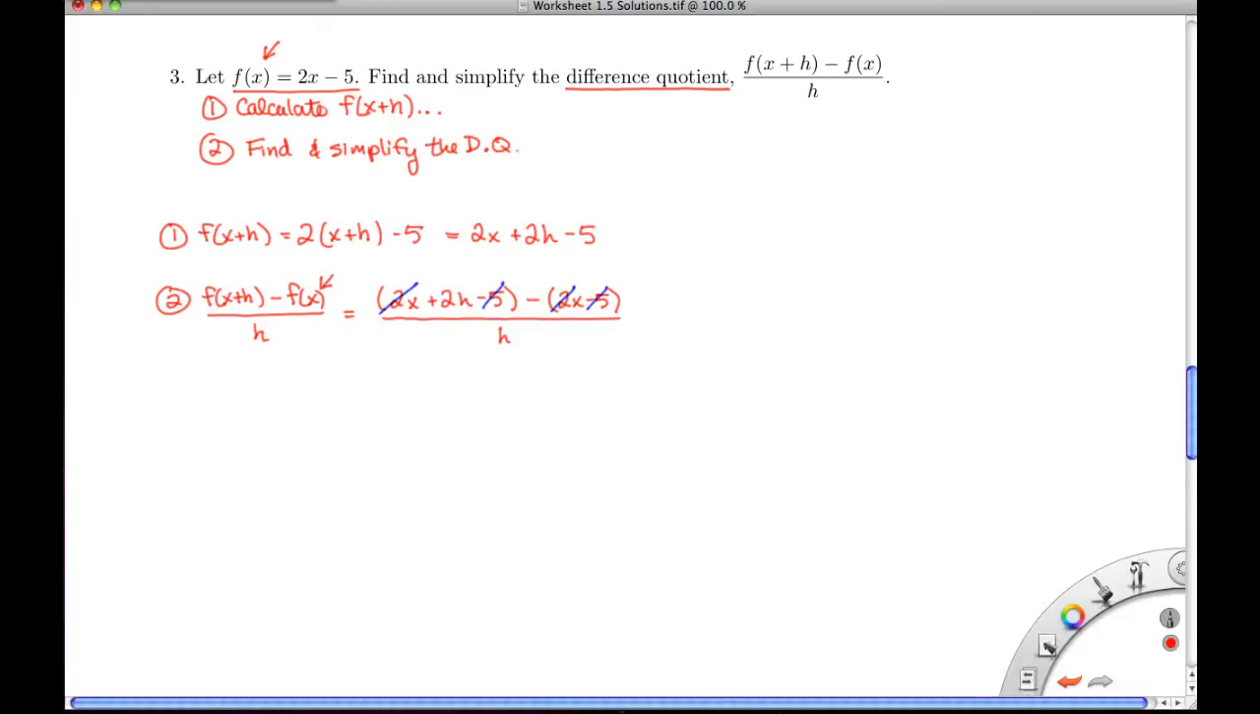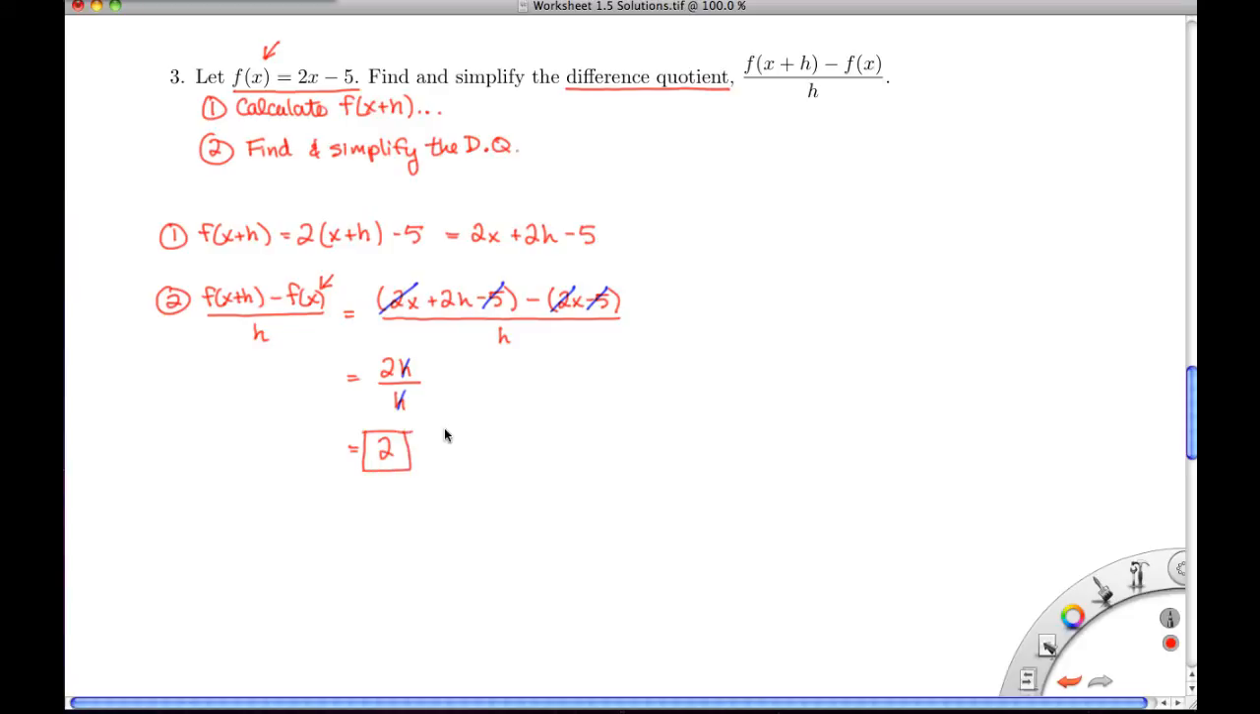So right off the bat, we've got a simplification that leaves us with just 2h in the top and then an h in the bottom. And since h is a factor of the top and the bottom, these will also reduce down because it's just going to simplify to 1 essentially. So we're just left with 2, and that is our difference quotient.